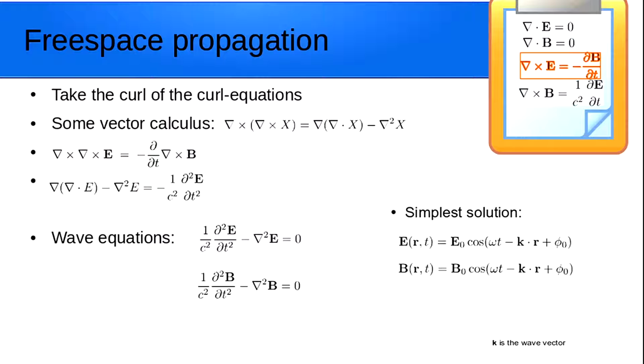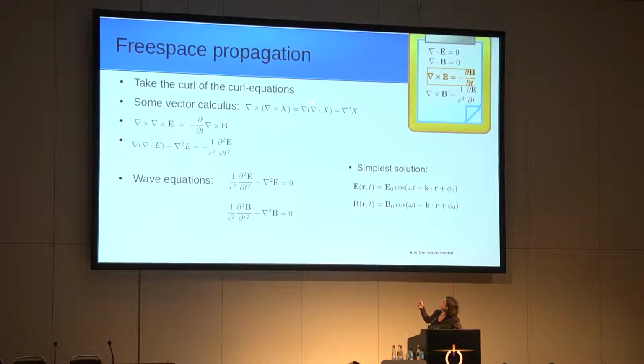So we take the curl of the curl equations here and do some vector calculus. The curl of the curl of a vector equals the gradient of the divergence of the vector minus the Laplacian of this vector. Then we come to this equation here. Here our divergence equals 0, so all this stuff equals 0. And this part here pretty much looks like this part here, so we can change this.